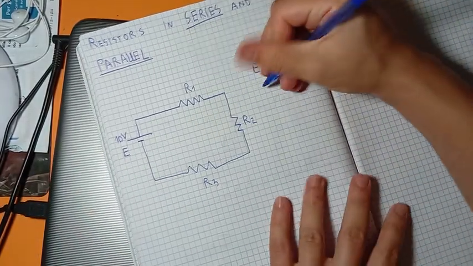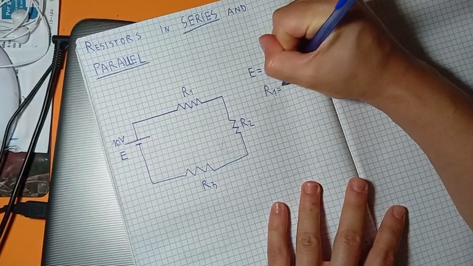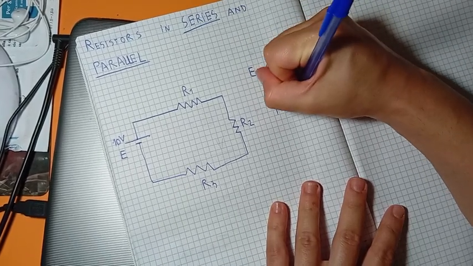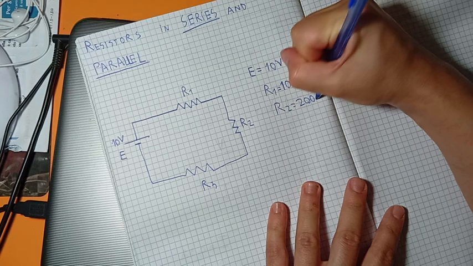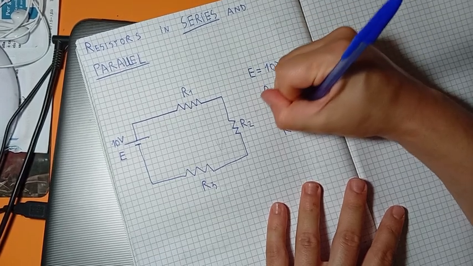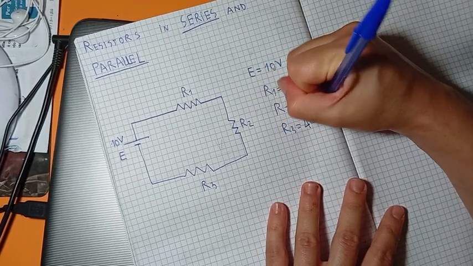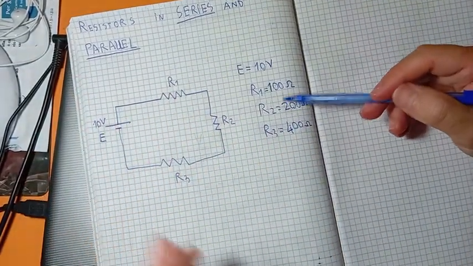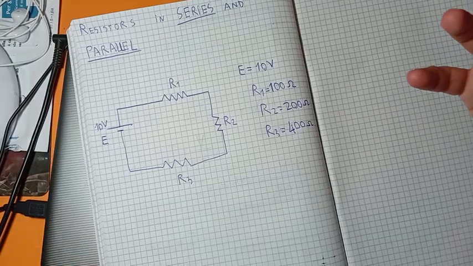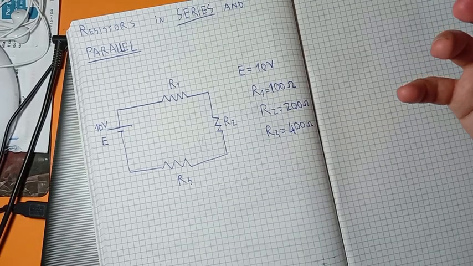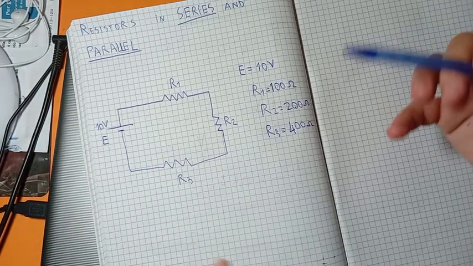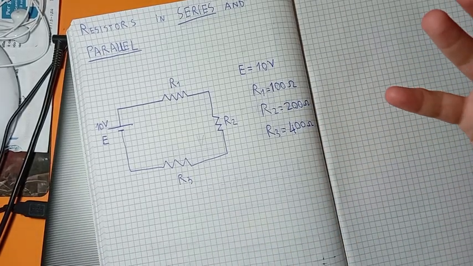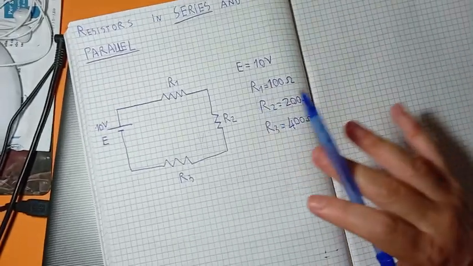Now let's say that R1 is 100 ohm, R2 is 200 ohm, and R3 is 400 ohm. Let's say these are the values of the resistors. So how do I calculate the total resistance in this circuit? If I want to calculate the current, how should I do? It is very simple actually.